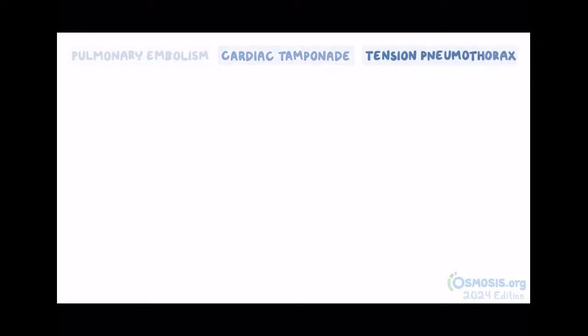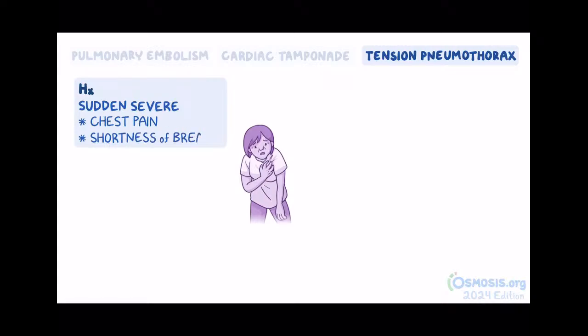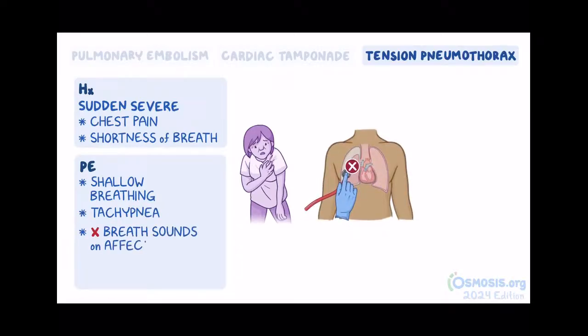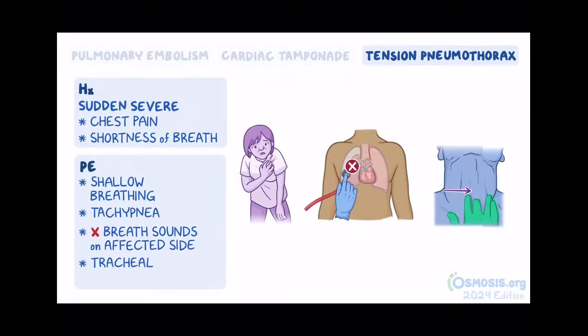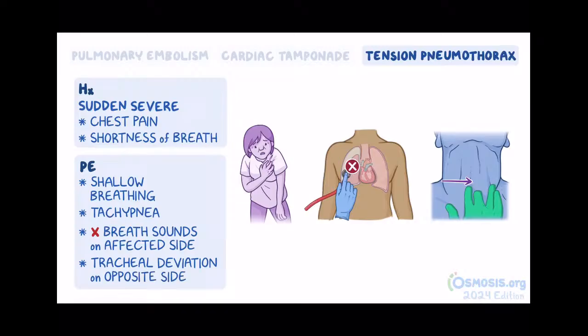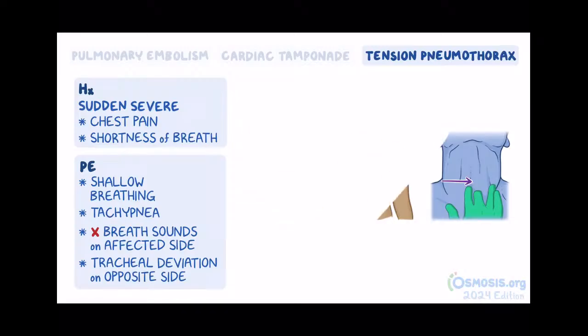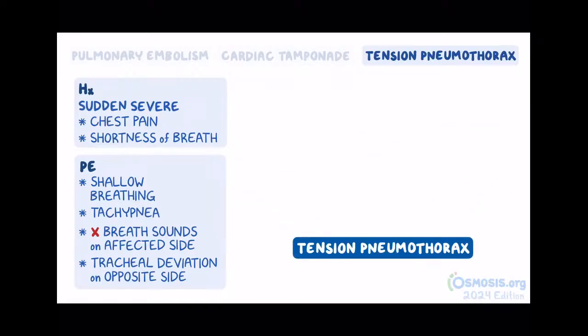Finally, let's look at tension pneumothorax, which is associated with the history of sudden and severe chest pain and shortness of breath, as well as physical exam findings, such as shallow breathing, tachypnea, absent breath sounds on the affected side, and tracheal deviation toward the opposite side. Remember that tension pneumothorax is a clinical diagnosis based on history and physical, so it doesn't need further testing.